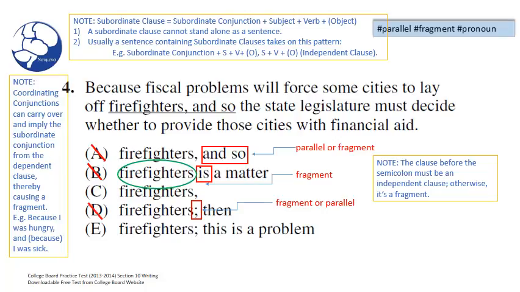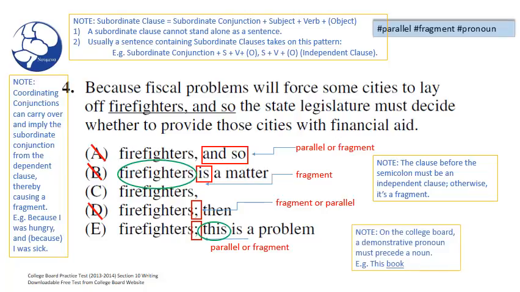Moving on to E, well, we have that semicolon still, so we still have a fragment and/or parallel error. But we have another error in E that you guys should know. What is that? Well, we have this pronoun "this." If you take a look at our note, we state, on the College Board, a demonstrative pronoun must precede a noun. Example, "this book." In choice E, we do not have a noun. We're missing that noun. So it's confusing or unclear what the pronoun "this" is referring to. So we have a pronoun error to go along with the parallel and fragment errors in E. So E is definitely not our correct answer.